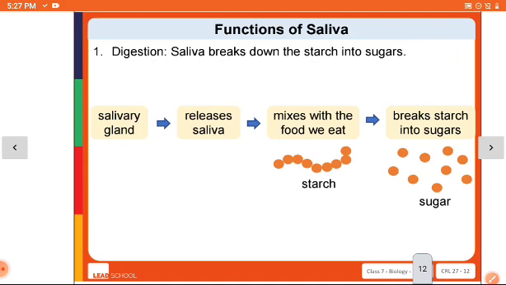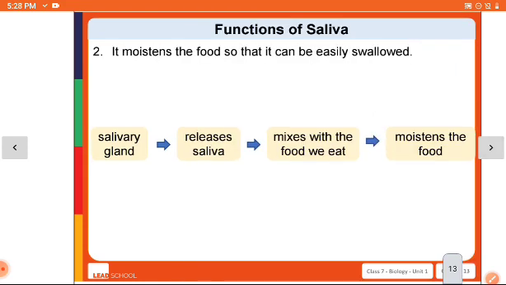First of all, the salivary gland releases the saliva, which mixes with the food we eat, and it breaks starch into sugar. It also moistens the food so that it can be easily swallowed. That is the salivary gland releasing saliva, mixing with the food we eat, and moistening the food.